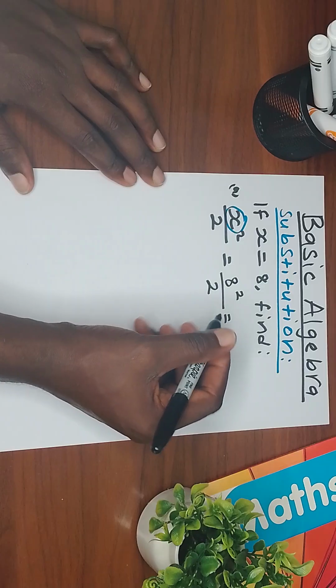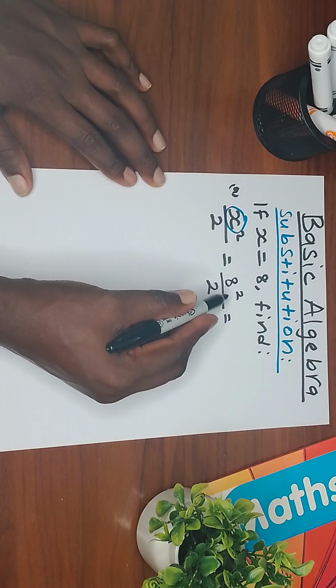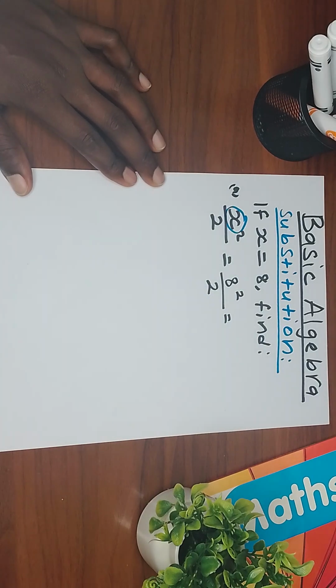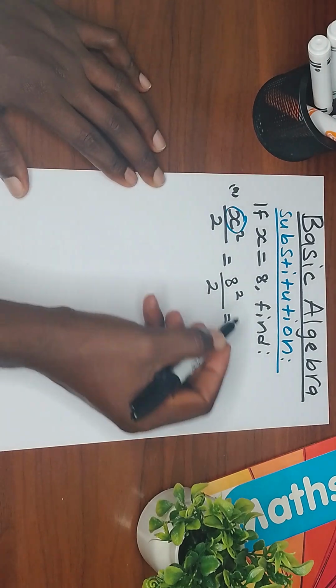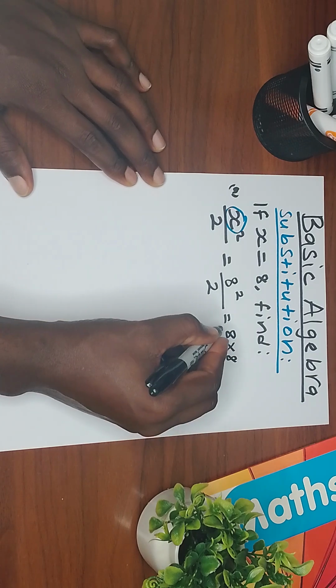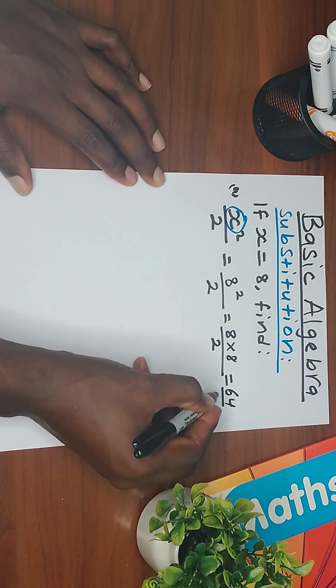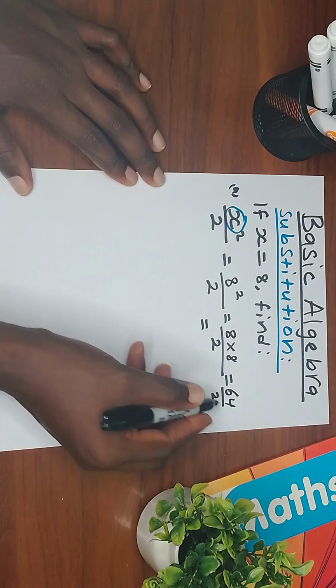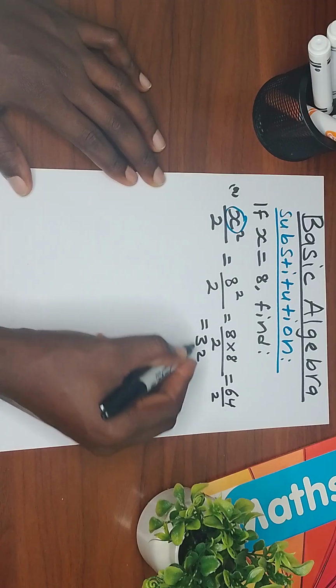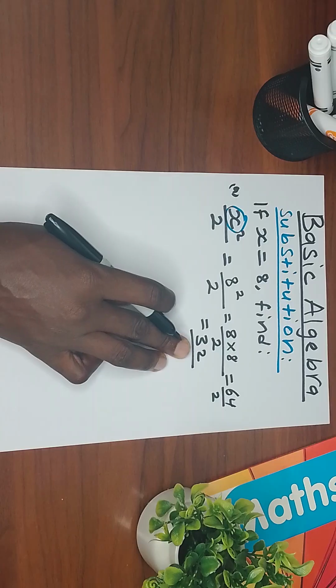We have seen powers or exponents in our previous video. So if you have not, if you are just coming in, you can check our lesson on exponents. So 8 power 2 means 8 times 8, then out of 2. This is the same as 64 out of 2, which is going to give us 32. So this is going to be our final answer for this expression.